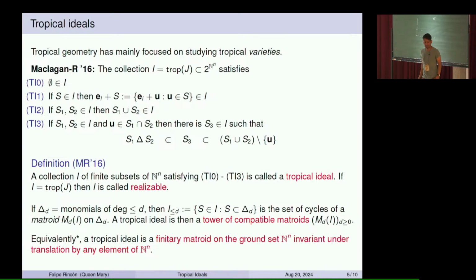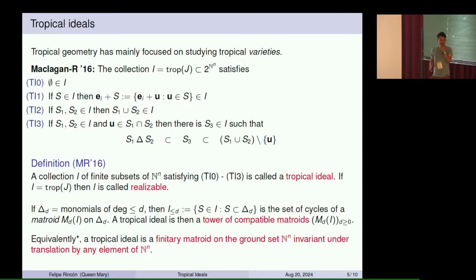Yes? Are all tropical ideals realizable? No, that's a great question. So not all tropical ideals are realizable. So the first question would be, okay, this is this kind of natural definition. Is it maybe true that all tropical ideals are realizable, or are they more than just things coming from ideals?